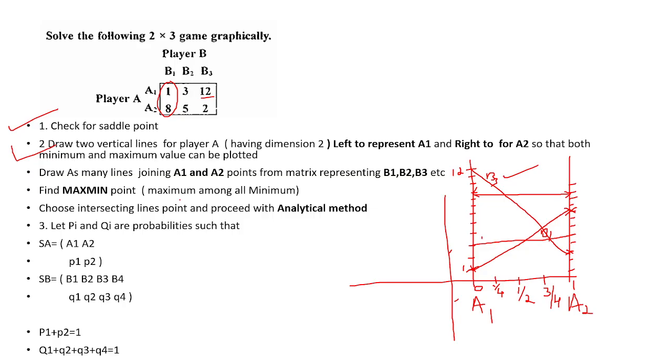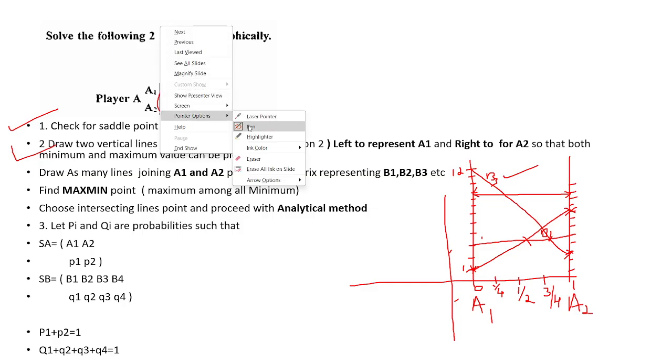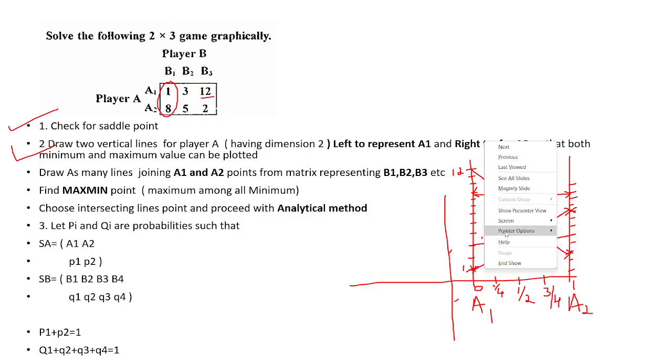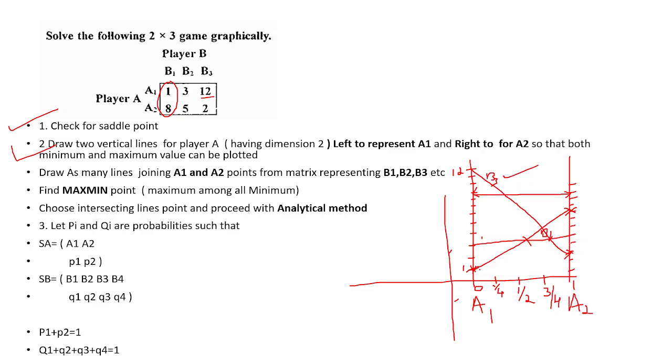Find the maximum among all the minimum. So these are the minimum points. This is the minimum point, this is the minimum point, this is the minimum point. Among all these minimum points, I can show it like this. What I can do, I will mark this one.